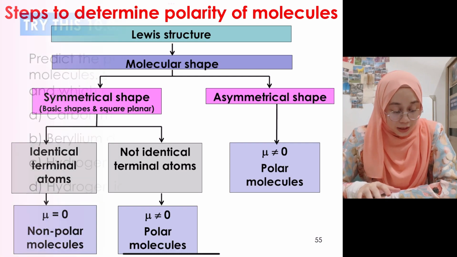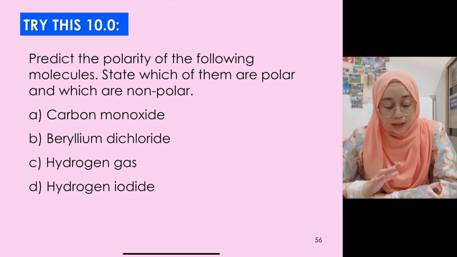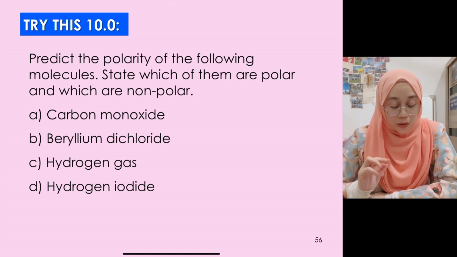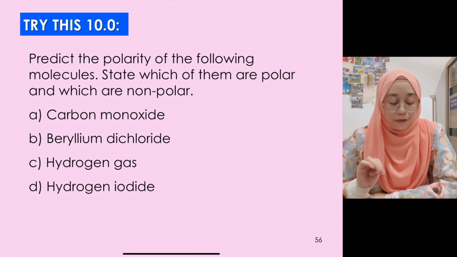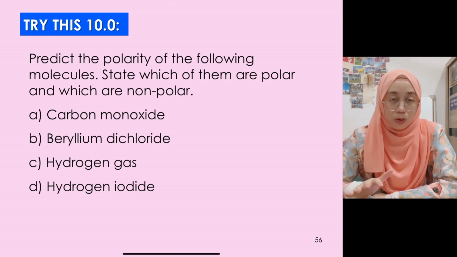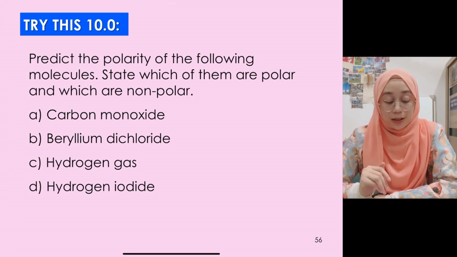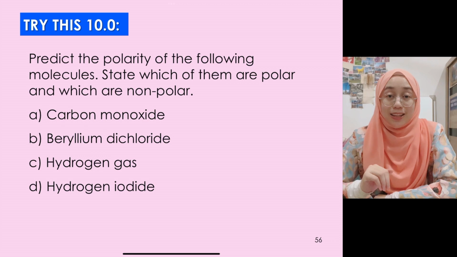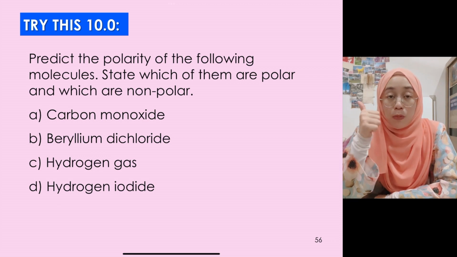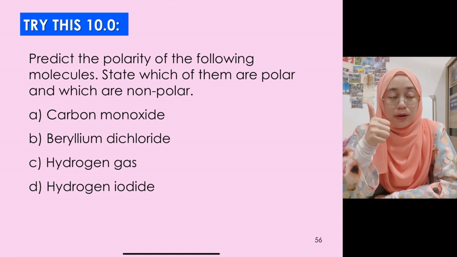Okay, alright, so that's all, class. So later you try to do it yourself, try this 10.0. Miss gave simple ones actually. Okay, so try to predict the polarity of the following molecules, state which of them are polar and which are non-polar. So if possible, do some explanation for each of these molecules later. Okay, so starting from what just now? Starting from the bond, is it a polar bond or a non-polar bond? Okay, so starting from the polarity of the bond.